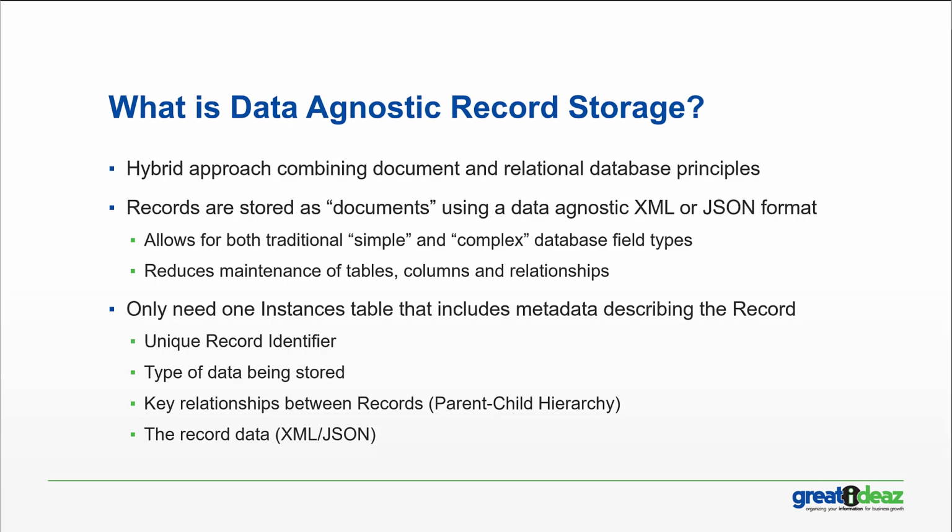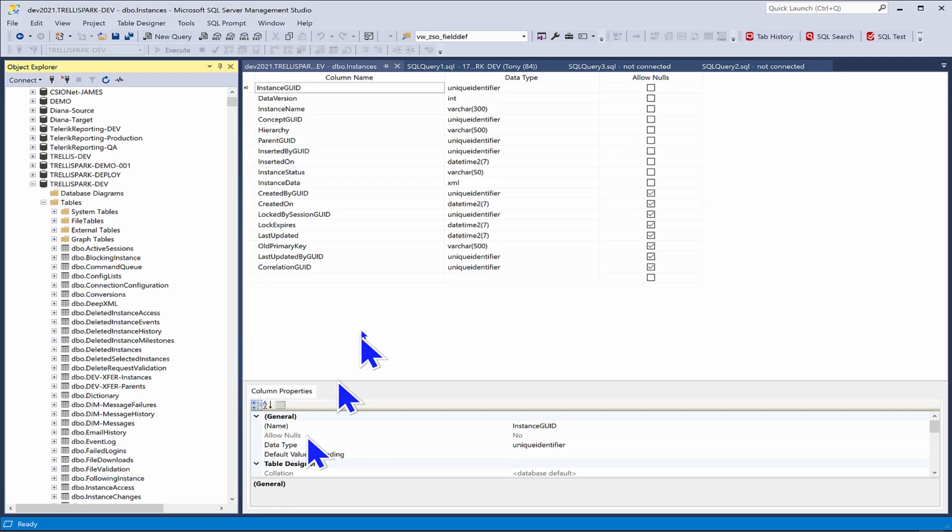And what this comes down to when we're looking at data agnostic record storage is that we only need a single instances table. And that instances table essentially is going to include a bunch of metadata that describes the record and the record that we're actually going to store. So let's have a look at the instances table in trellispark. So this is the instances table in trellispark.